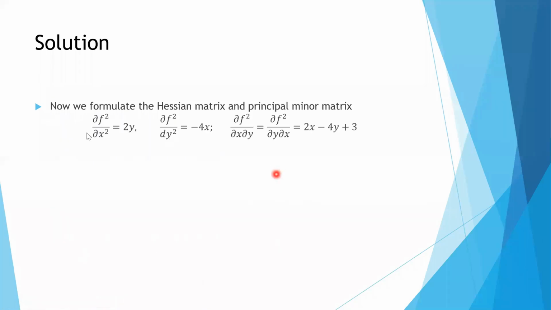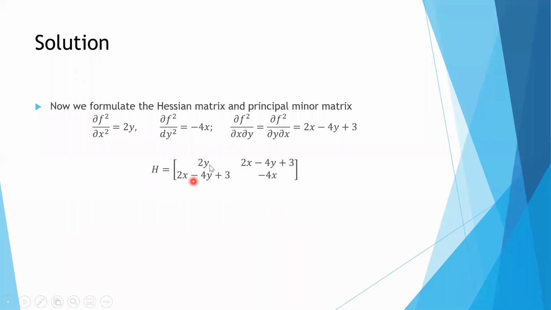How do we do that? First we start finding the second differentials. So ∂²f/∂x², if I find that, it comes up to 2y. If I find ∂²f/∂y², that will come as minus 4x. And if I find ∂²f/∂x∂y or ∂²f/∂y∂x, if you take either of them, the value should be the same, and that comes up to be 2x minus 4y plus 3. So once we find this, we can actually start with forming the Hessian matrix.